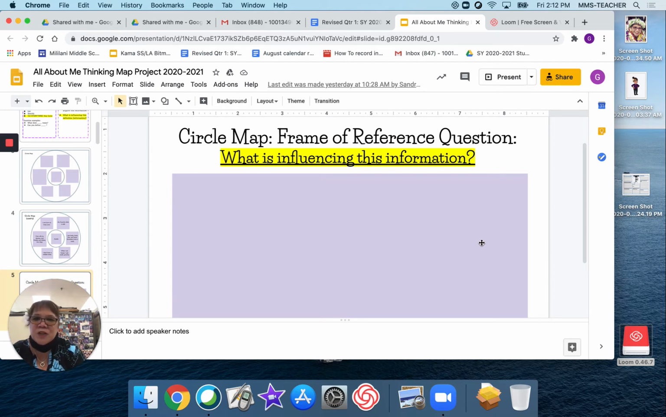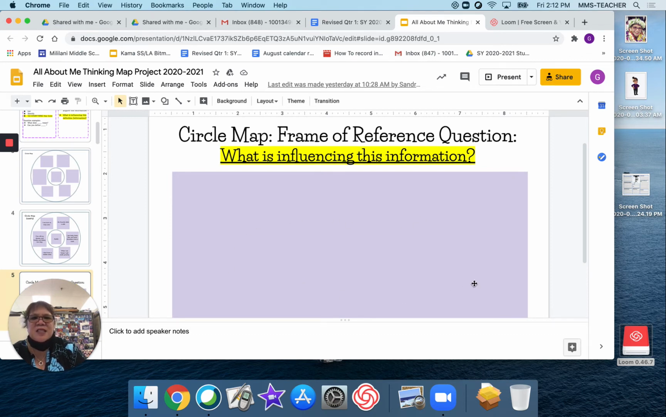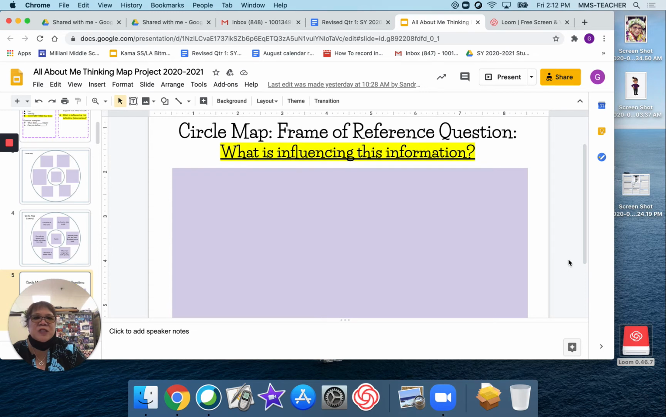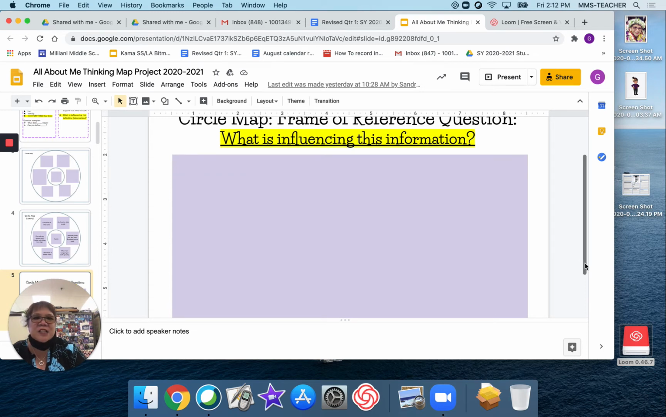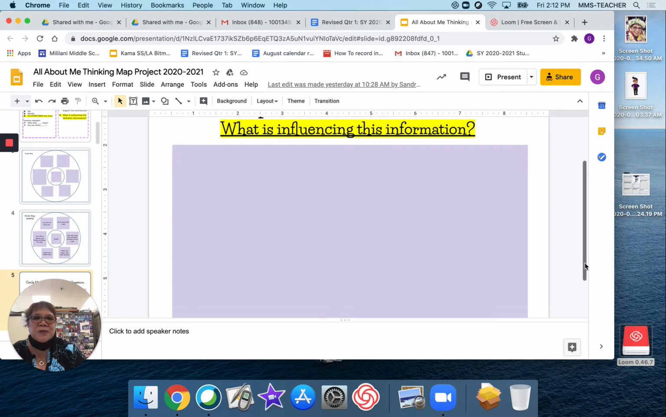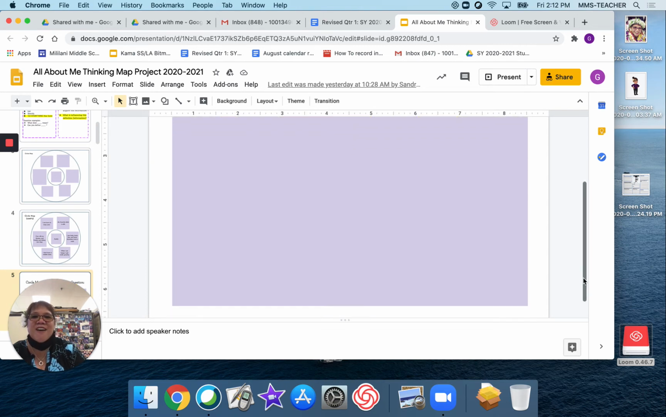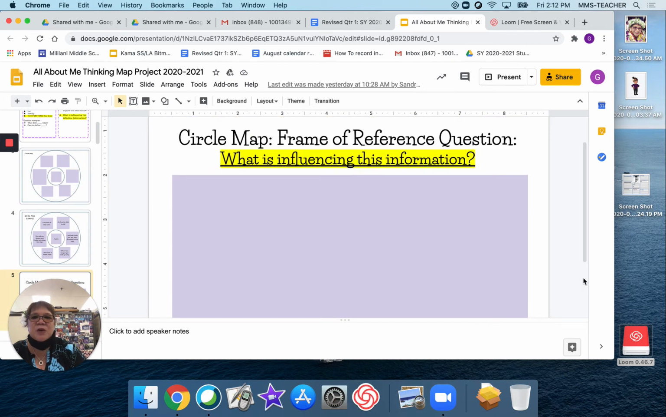And if you could write it down in complete sentences in this area. This is where you're going to provide us with as much detail as you can to explain what influenced you to put that particular information on your circle map. So that's going to be your first map, which is a circle map.